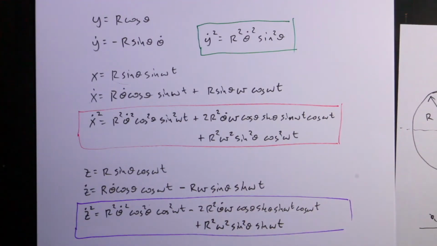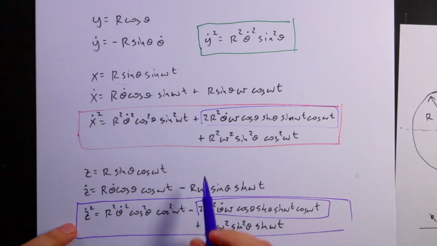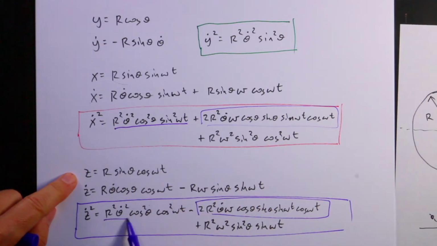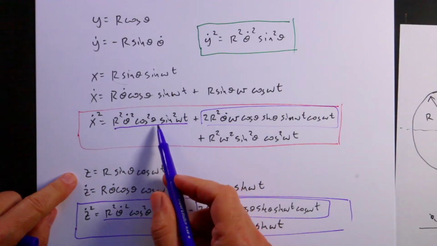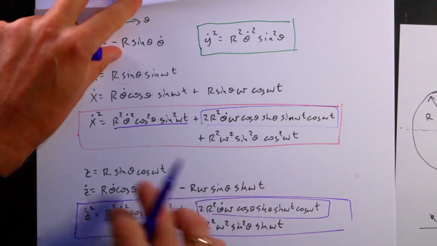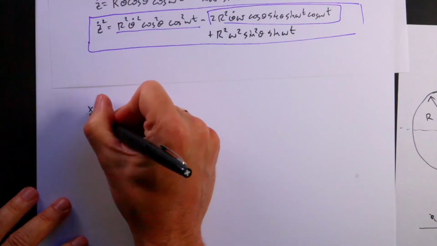Okay, so that looks messy. But if I add these together, okay, first let's add these two together. You'll notice right here that this term and this term cancel, right? Because one's minus and one's plus. So that's really good. Now I get this term plus this term. And I can factor out a cosine squared theta. Okay, so let's do that. Let's just focus on the x dot squared plus y dot squared.